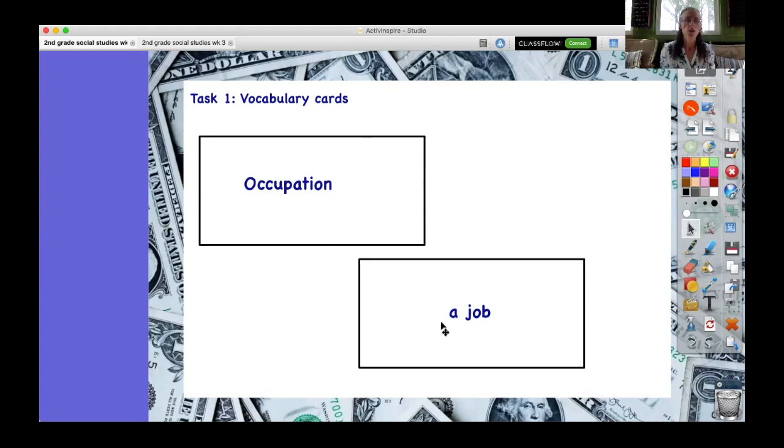Once you finish making your cards, you can put them all face down and shuffle them up and make a memory game, by choosing one card that has either the definition or the word, and see if you can find the match for it.